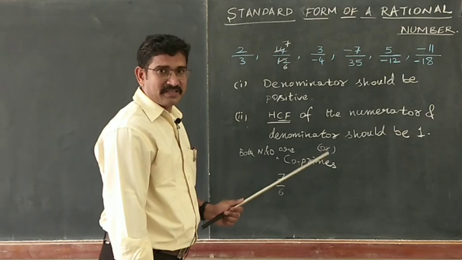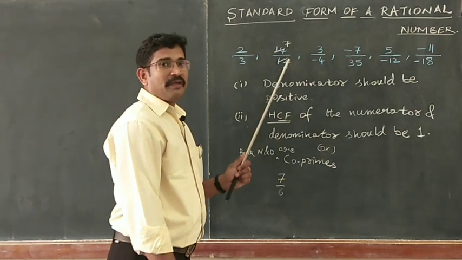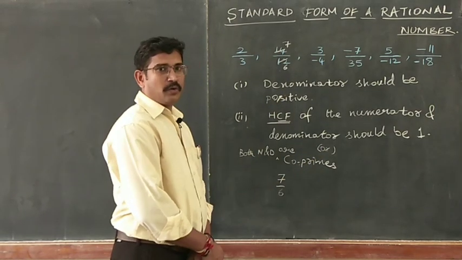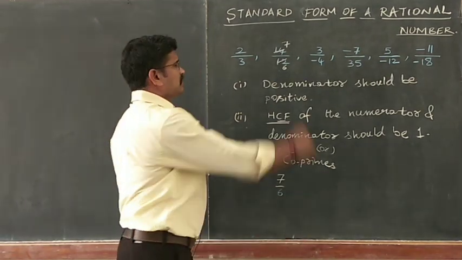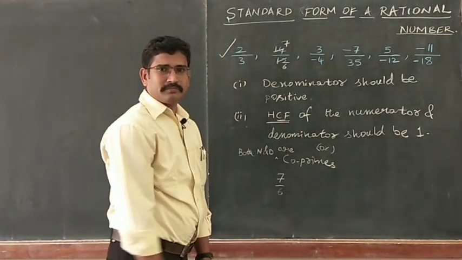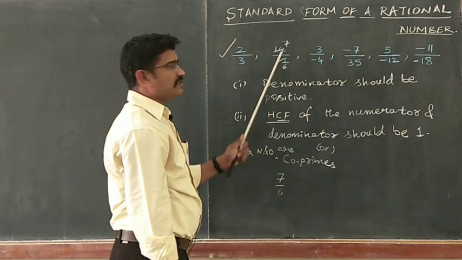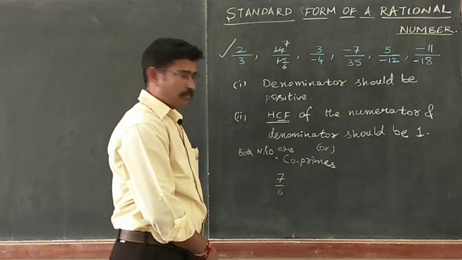A rational number is said to be in standard form if it satisfies both the conditions. Now watch, is 2 by 3 in standard form? Yes, it is straight away in standard form. Is 14 by 12 in standard form? No, we brought it to 7 by 6.